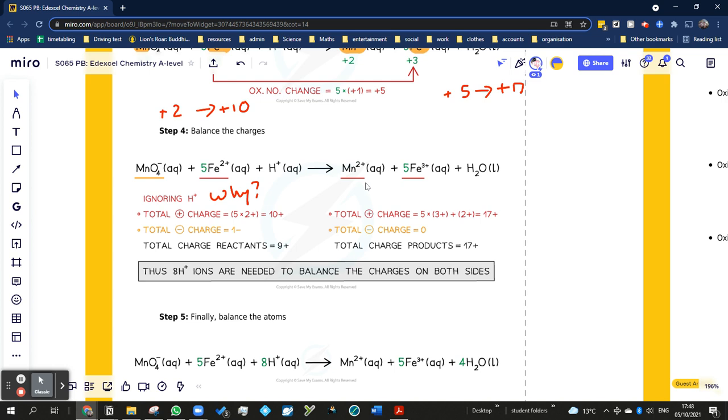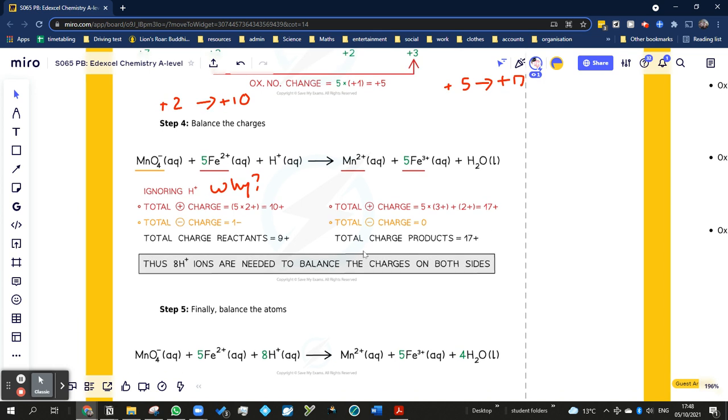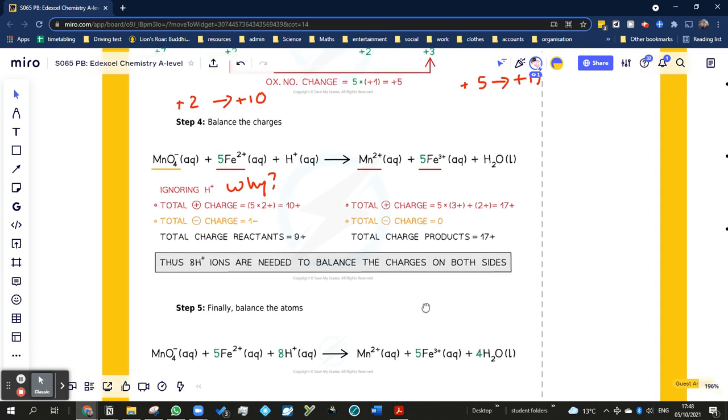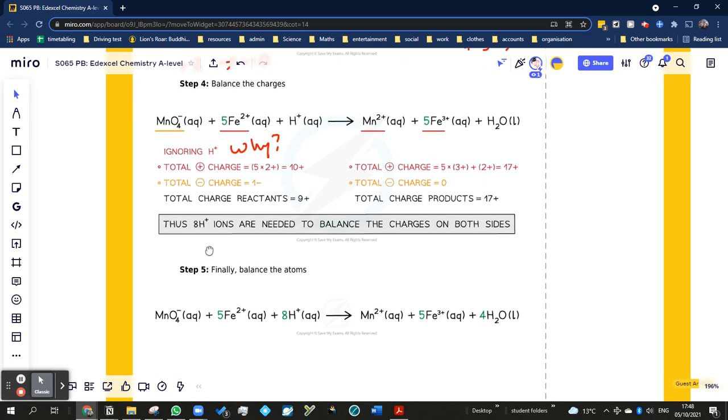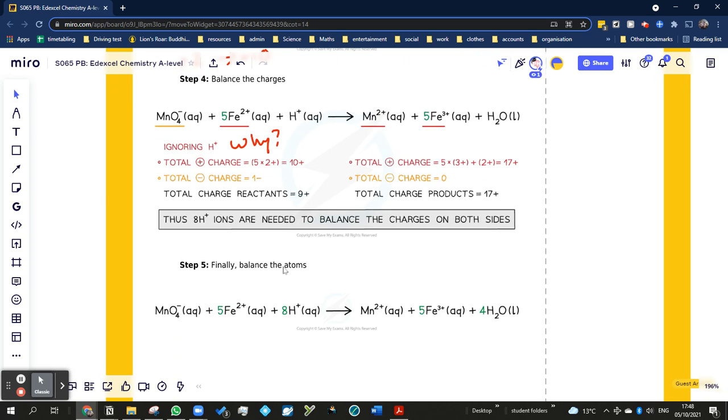Over on the right hand side, we've got the 2 plus, and 5 times 3 plus adds up to positive 17. So we've got 9 plus going to 17 plus, so we need to balance that. So what we do is just use the H plus ions to balance the charges out. That's fine because it's in acid, so it just collects all the H plus ions it needs, and then you write the 8 over here.